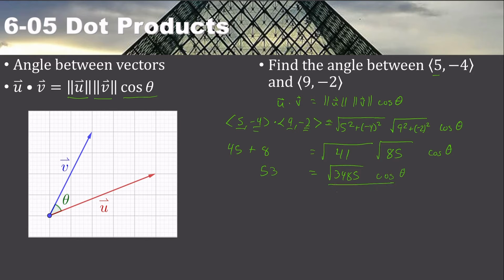So divide by the square root of 3485, which gives us about 0.8978. Use an inverse cosine and your angle comes out to be 26.13 degrees.